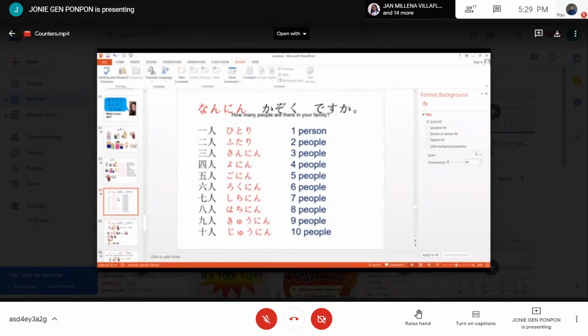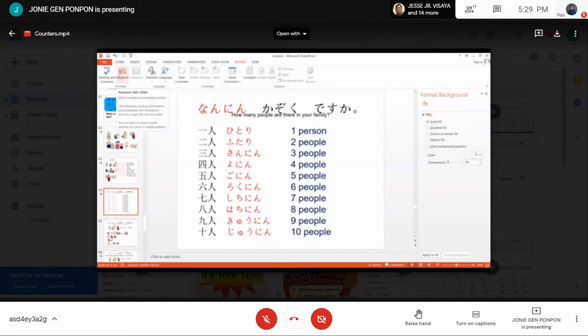Okay, so if you are 5 in the family, hai, gonin desu or gonin kazoku desu. Parang complete yung gonin kazoku desu, but you can also answer that in a direct lang. Okay, so gonin desu. Acceptable. You may omit the kazoku.